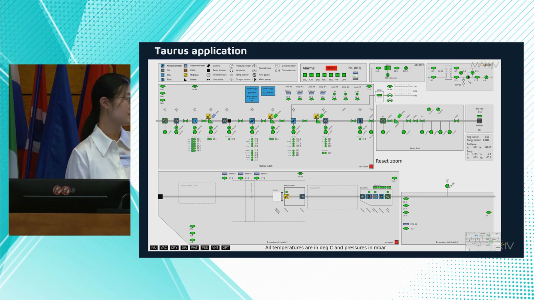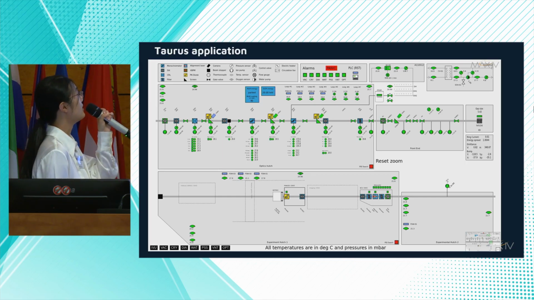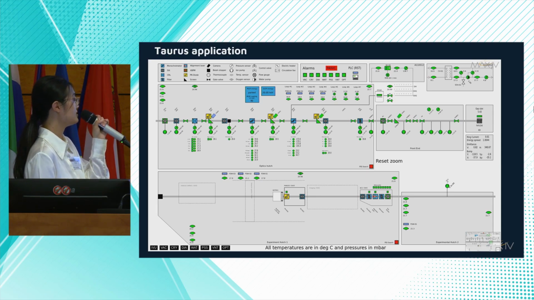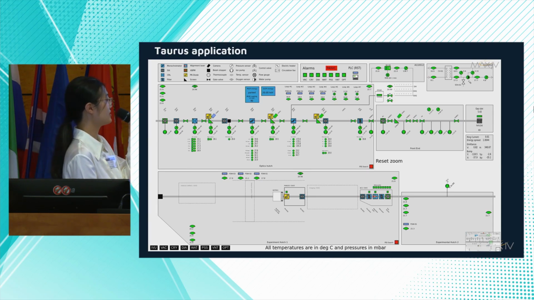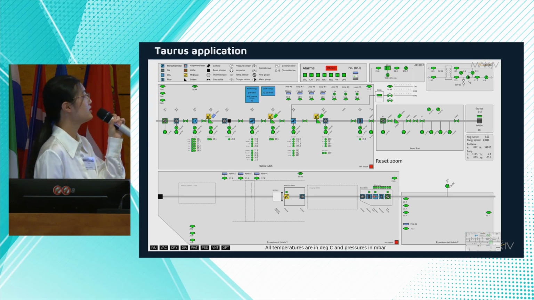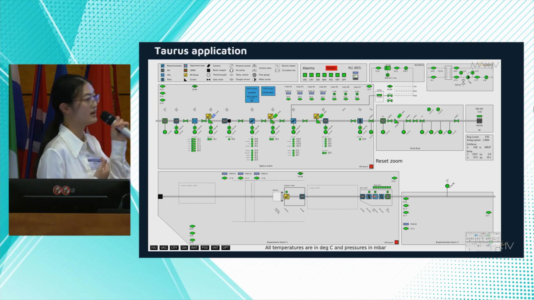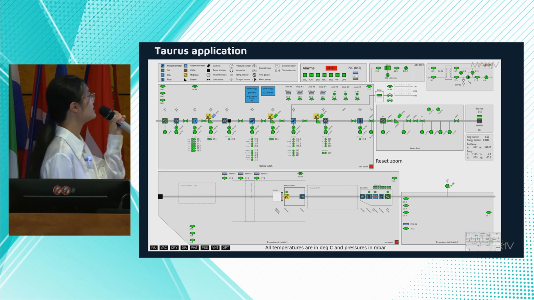This is an example of the synoptics shown in a Taurus application. Here we can see a beamline synoptic, and the different sections are marked with the gray box. So you can easily find out which device is not working, and for the beamline scientists, it's very easy to control.